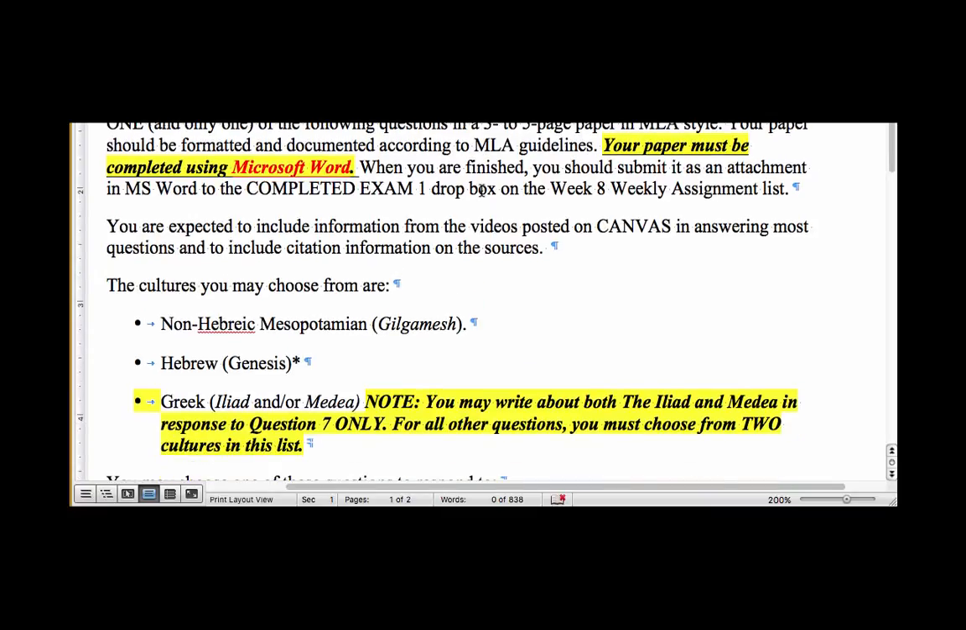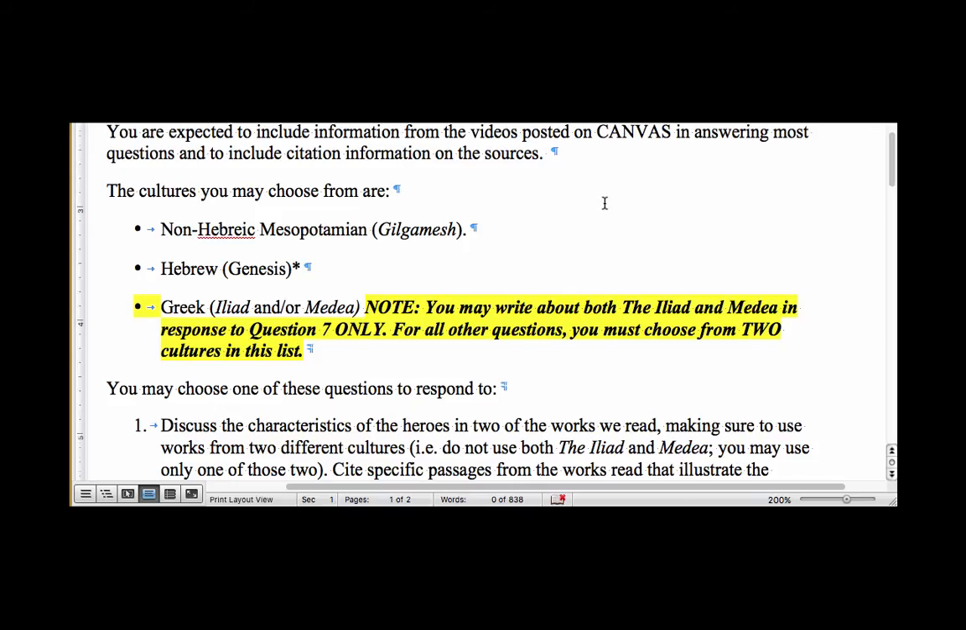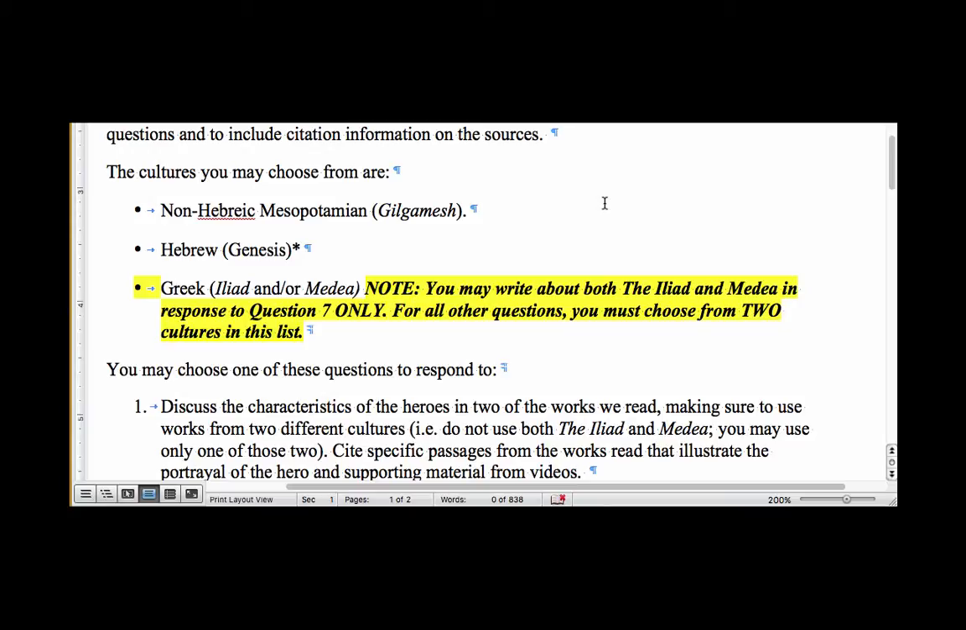Okay? And then when you're finished, you're going to submit it to the drop boxes on the week 8 weekly assignment list. Whenever it's possible to include the information that the literary critics provided in the videos, you're expected to do that. And since I'm very, very, very familiar with what those critics say, I'll know when it should have been included based on the topic you chose, and when the critics didn't make a comment on the topic you chose, and therefore you don't need the information.